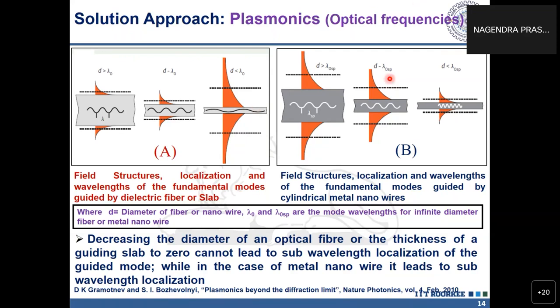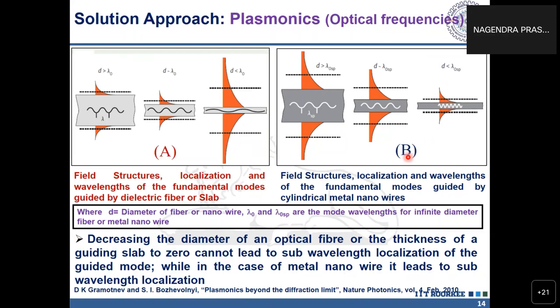So there is a solution, and that solution exists in the case of, for example, a gold nanowire, a cylindrical metal nanowire, because of the concept of plasmonics. In this case, even if the size is reduced below cutoff, operating the guiding structure below cutoff, the wave is still confined inside the guiding region. That is the beauty of this plasmonics concept. Decreasing the diameter of an optical fiber or the thickness of a guiding slab to zero cannot lead to subwavelength localization of the guided mode, while in the case of a metal nanowire, it leads to subwavelength localization. That is possible, provided you have that situation.